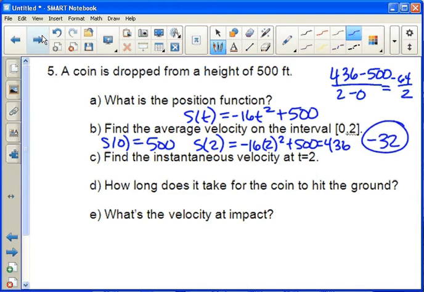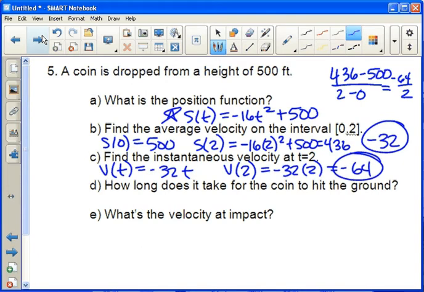C, find the instantaneous velocity at time 2. This is when we do a derivative. When we're over an interval and doing the average, we do the slope formula. When we are doing it at one specific point, we do the derivative. So the derivative of this equation is just going to be negative 32t. So we're taking the derivative of the position function. Then we plug in 2. Negative 32 times 2 gives us negative 64, and it would be feet per second.